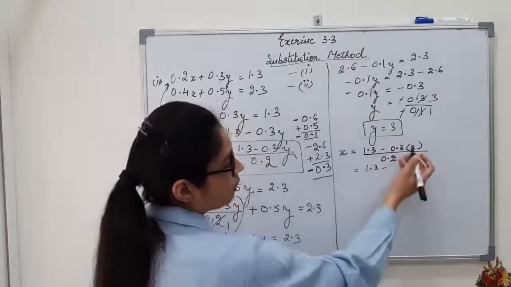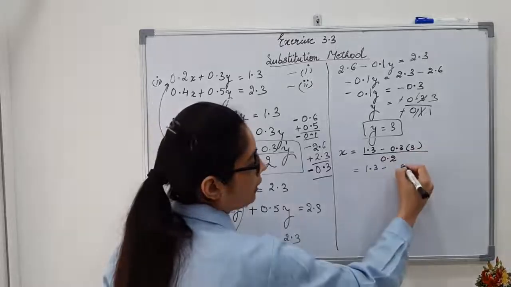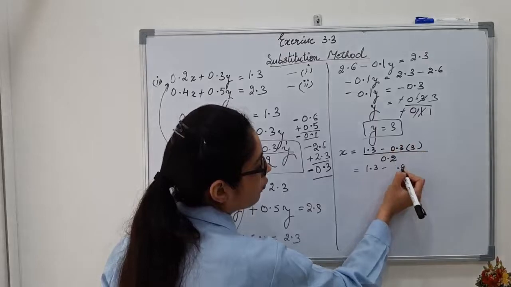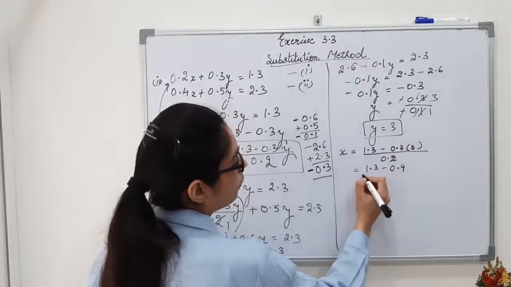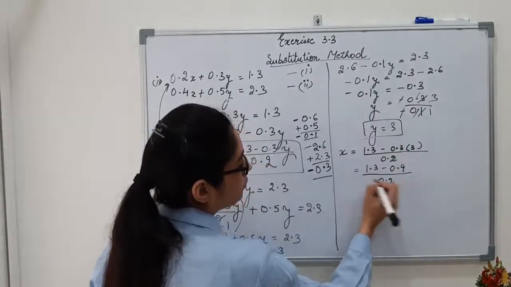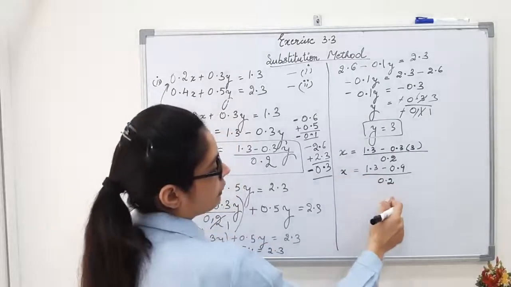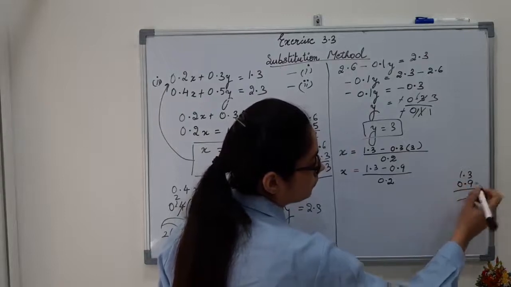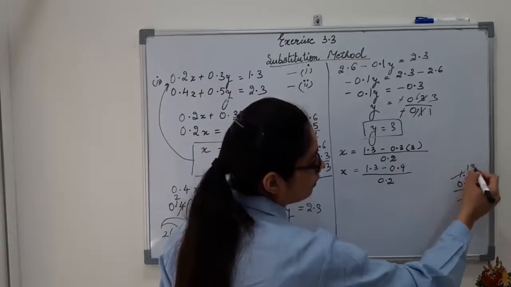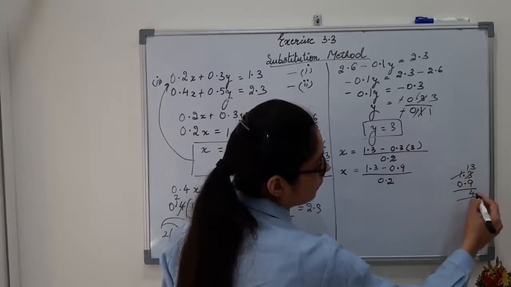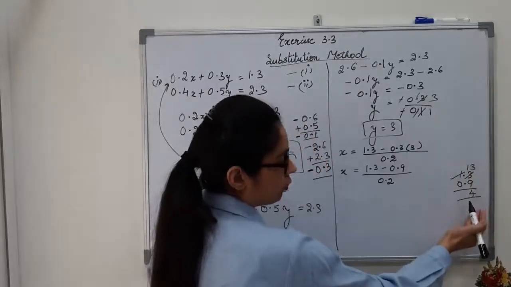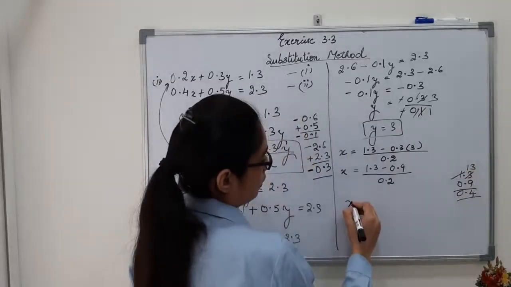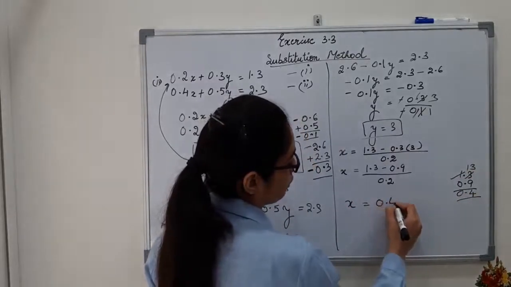1.3 minus 3 into 3 is 9. Decimal is after one number from right side, so after one number I will put decimal. 0.2. So 1.3 minus 0.9. 1.3 minus 0.9. So this I will carry over here. So it will be 13 minus 9 is 4. And 0 minus 0 is 0. And it will come positive or negative.